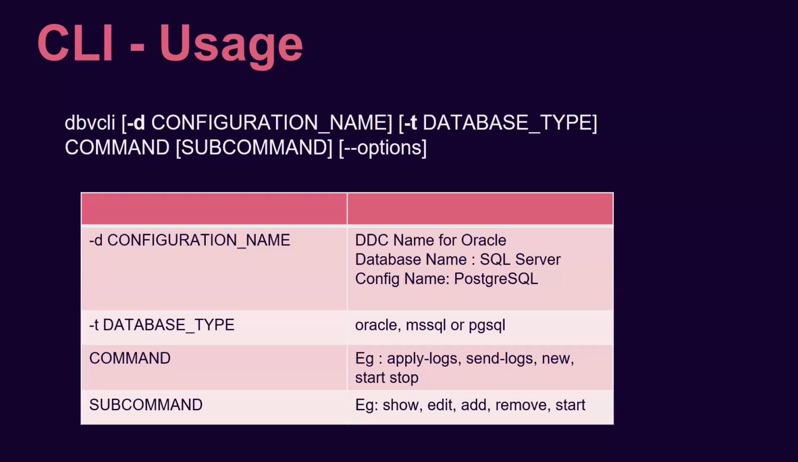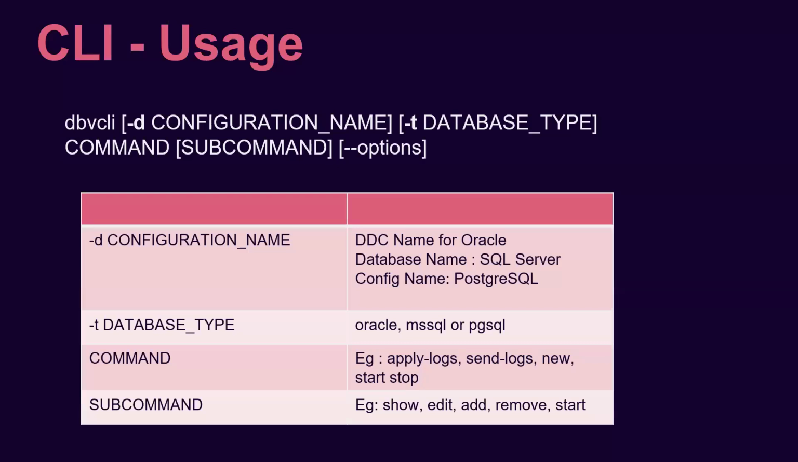When you create a configuration, the first and foremost thing that you do is decide what database type you want to create a configuration for. So for example, if you're creating a configuration for Oracle, you use Oracle. For SQL Server, you use MS SQL. And for Postgres, you use PG SQL. And command is nothing but the command that you're going to run. For example, apply logs, send logs, new, start, stop, whatever the commands might be, which we'll see in detail in the coming demo.